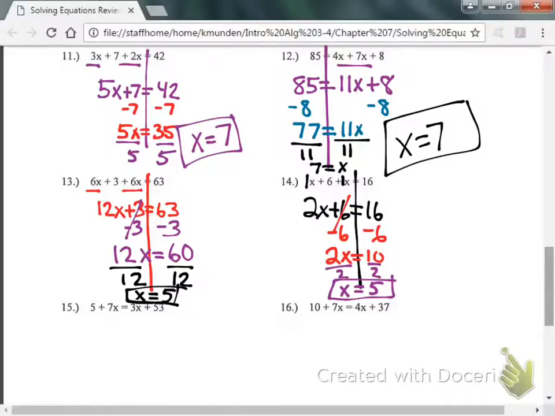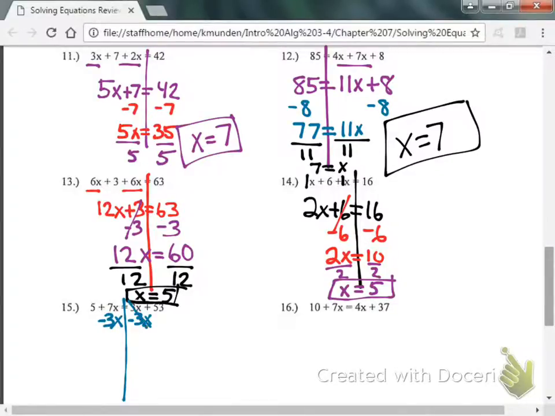All right, number 15. Same side or different sides? Yeah, they're on different sides. 7x is on the left side of the equal sign. 3x is on the right side. This is where we pick on the little guy to move it over to the big guy. So we're going to subtract 3x from both sides.